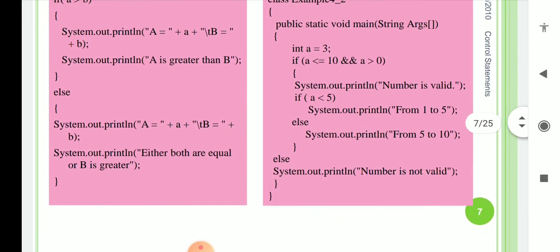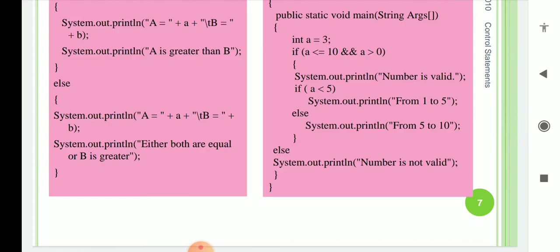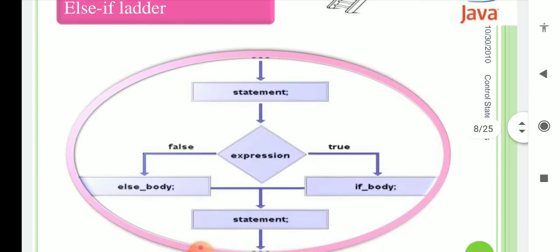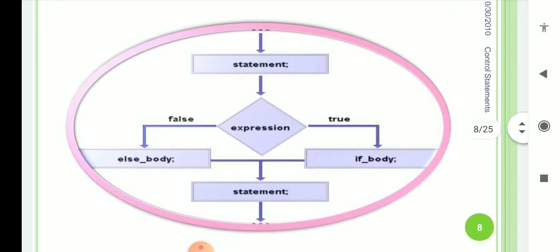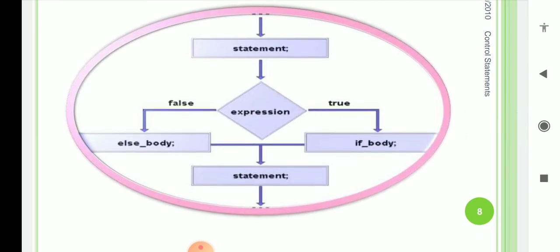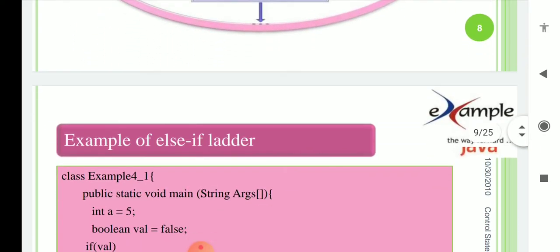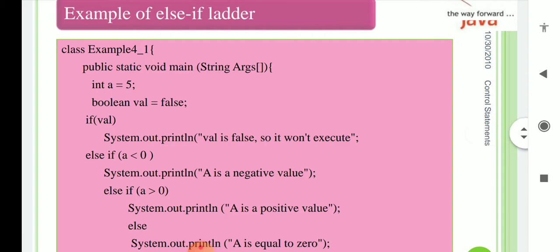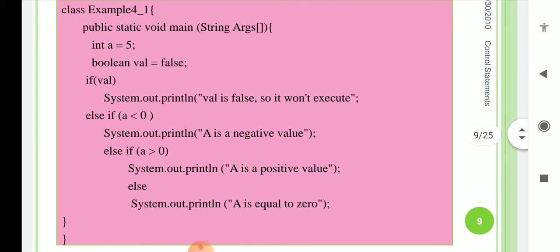If the first condition is satisfied, the first block executes. If the next condition is satisfied, the second block executes. Otherwise, the else statements execute. This is the if statement. In the if else ladder, the first expression is evaluated. If it is false, the else body on the left side executes. If it is true, it goes to the next if condition, and the blocks execute again with the statements. One more example is the if else ladder.